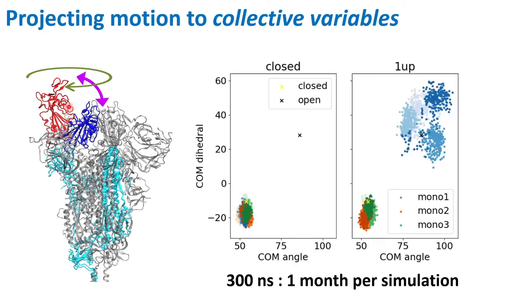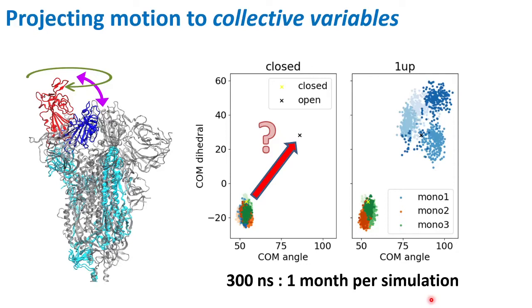So if I project my simulations onto those two collective variables, my opening angle and my dihedral, the ones that are closed, they fluctuate a little bit, but they stay closed. This X is the experimental values. And then here we've got one with one open, like in this red state, and when it's open, it's quite flexible. It's looking around for ACE2, but the closed ones stay closed. We never get transitions, even though these are a month of simulation. We don't get transitions back and forth. So we can't learn how it actually works.